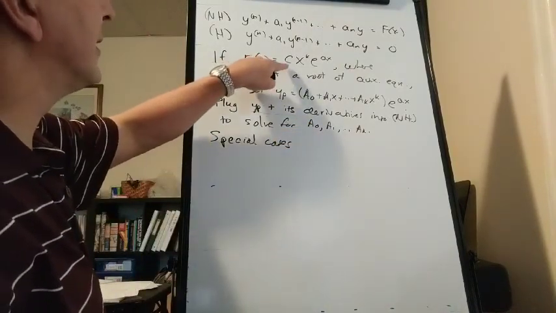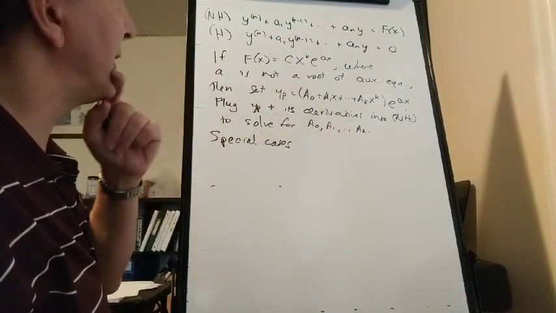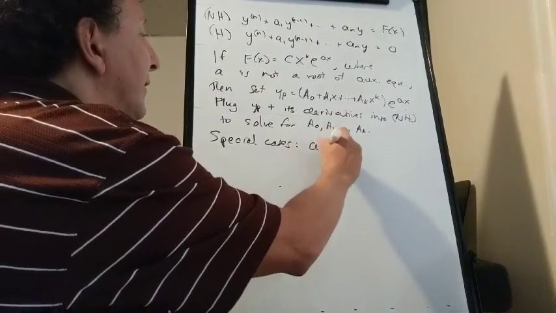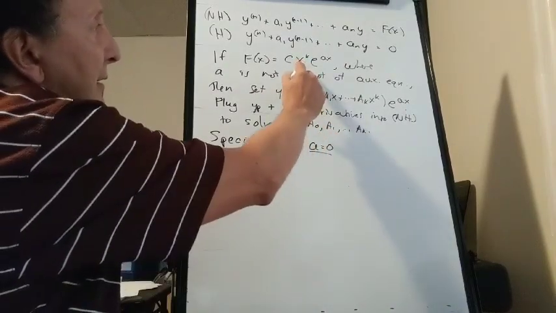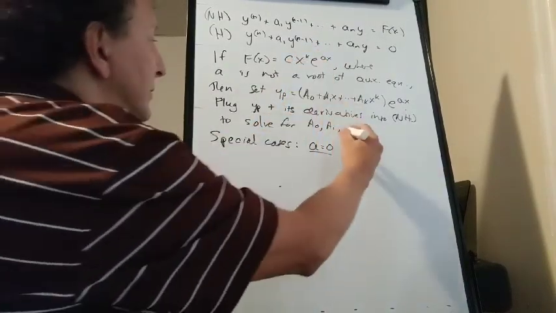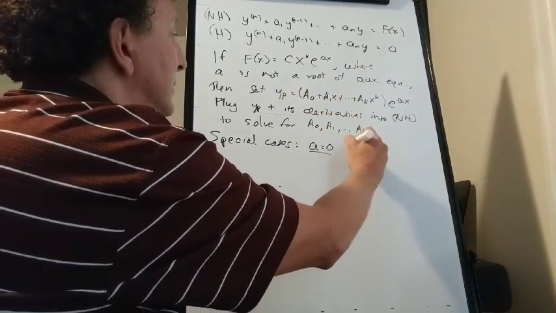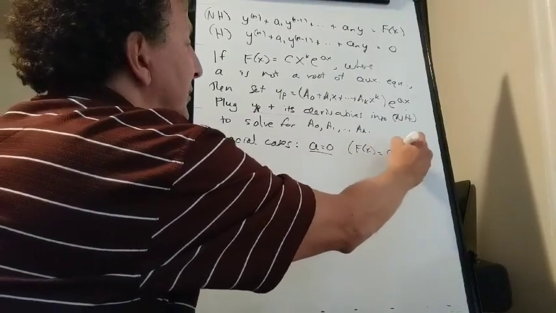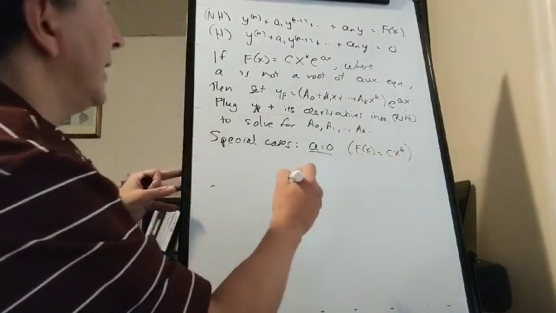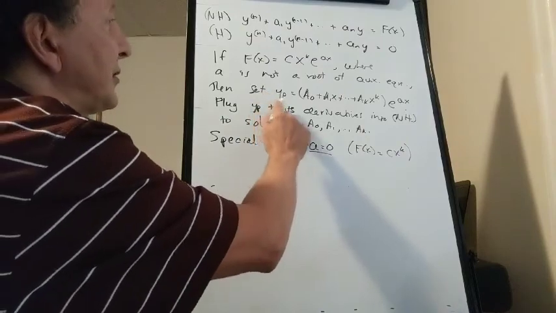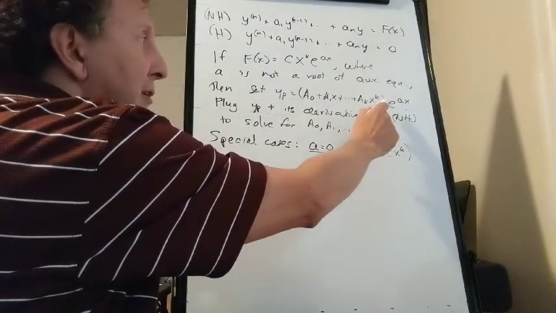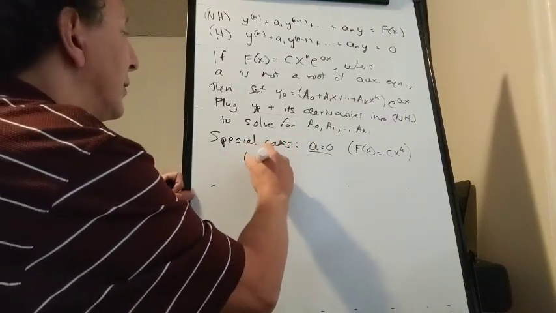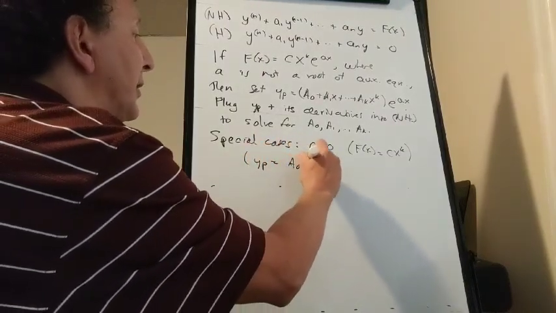Now, having a polynomial times exponential on the right-hand side has some special cases I want to point out. If a equals 0, then we have e to the 0, which is just 1. So f of x is just going to be a constant times x to the k. And then in our particular solution, we don't need the exponential part, because that again will be e to the 0. So yp is just the polynomial part.